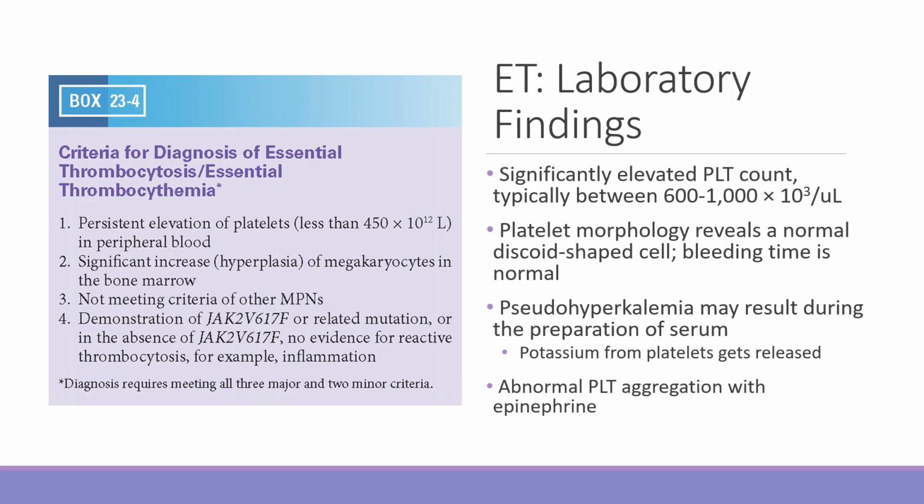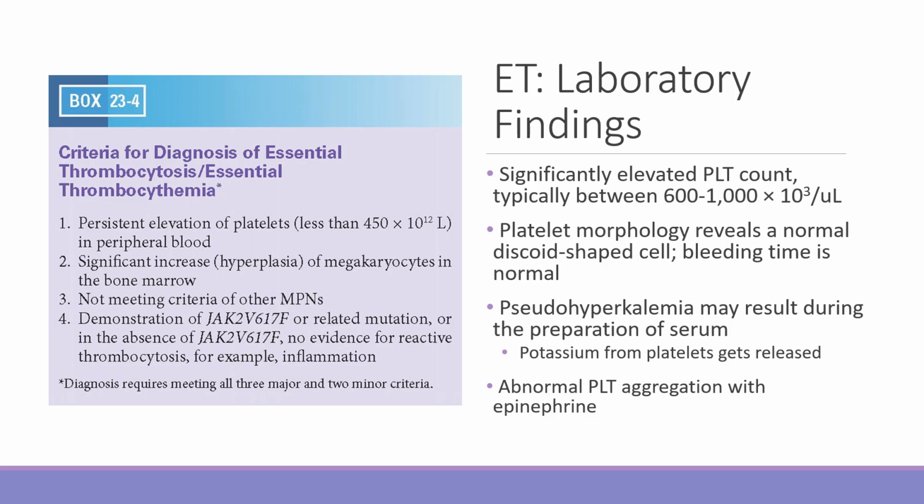It may not meet criteria for the other MPNs, and again, demonstration of that JAK2 or related mutation, or in the absence of JAK2, no evidence for reactive thrombocytosis, for example, like inflammation. So remember, we talked about thrombocytosis could occur due to stress or trauma. Well, in this case, if you have no evidence of that, then we would look at potentially an essential thrombocythemia. We would look for the JAK2 mutation, and maybe demonstration of a related mutation, or maybe the absence of one. So we would have to take all of those findings into consideration.